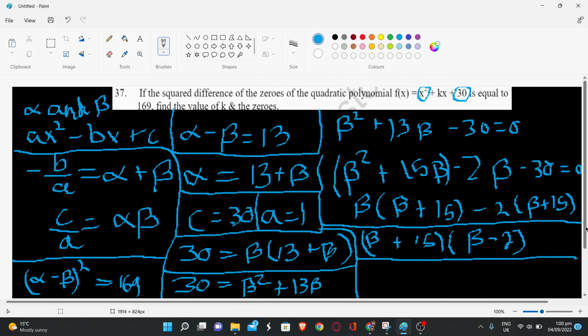As you can see, I have a long list here. I know that beta is equal to minus 15 and plus 2. What this means is that I'll have 4 different values for 2 different equations. If beta can be minus 15 and it can be plus 2, that means alpha here can be minus 2 and plus 15.